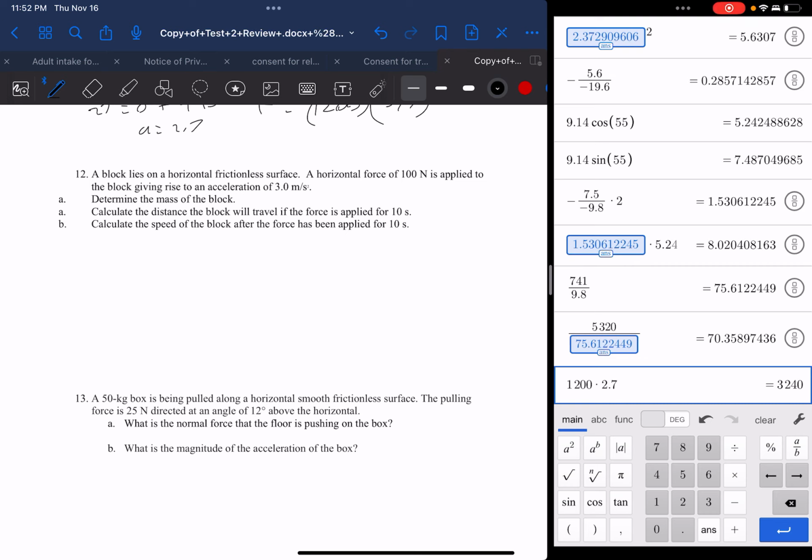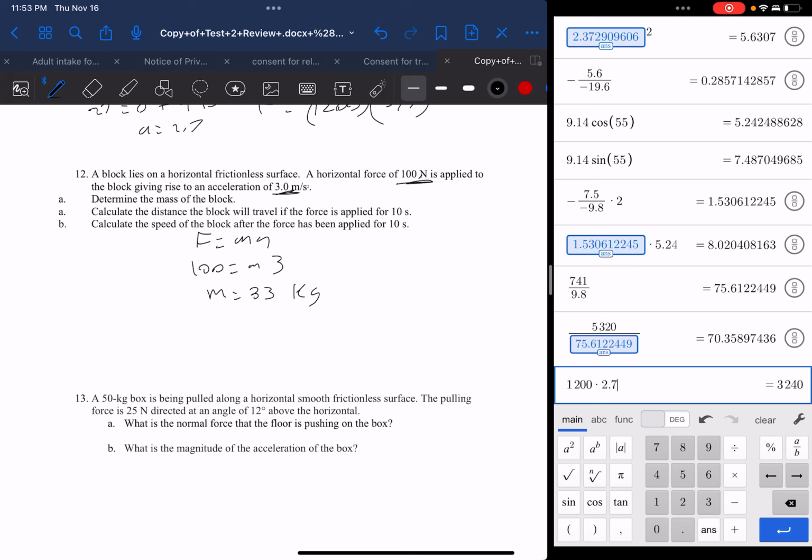A block lies on a horizontal frictionless surface. A horizontal force of 100 newtons is applied to the block to give rise to an acceleration of 3 meters per second squared. Determine the mass of the block. Calculate the distance the block will travel with forces applied for 10 seconds, etc. So, F equals ma. If you apply a force of 100 newtons, that results in an acceleration of 3 meters per second squared. The mass is just going to be 100 divided by 3, which is 33.33 kg.